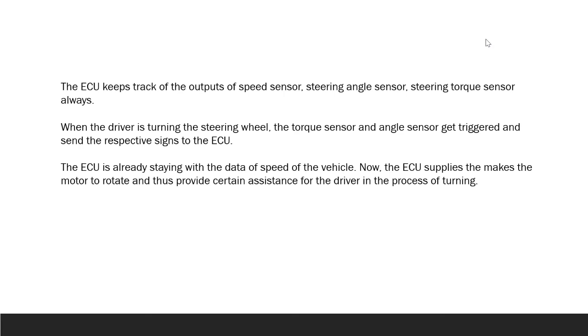always. Whenever the driver is turning the steering wheel, the torque sensor and angle sensor get triggered and send the respective signals to the ECU. The ECU already has the data of the speed of the vehicle. So now the ECU signals the motor to rotate and thus provide certain assistance for the driver in the process of turning.